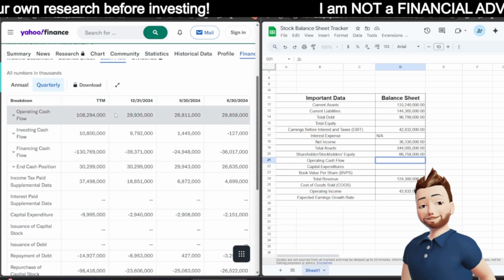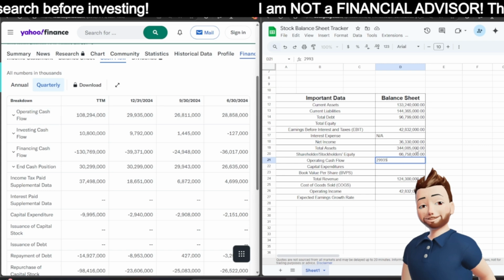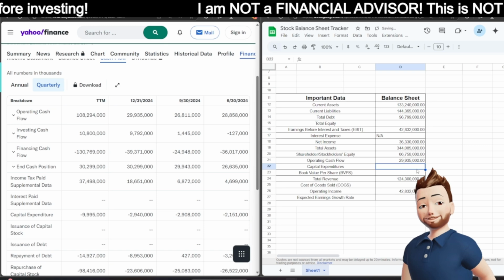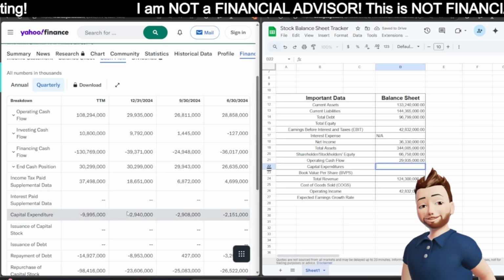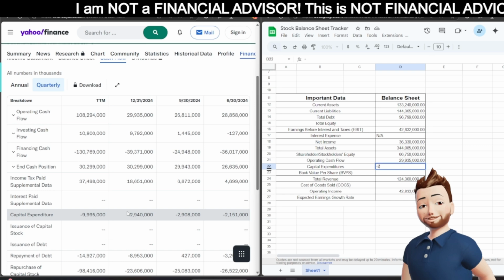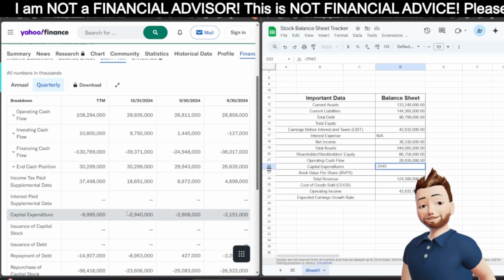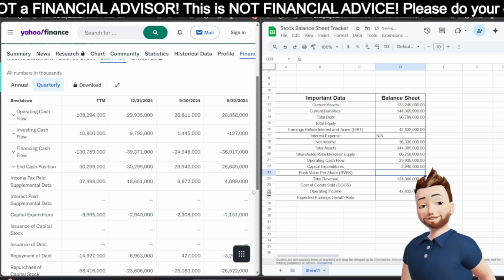Operating cash flow we've got up here, 29,935,000. Capital expenditures. We're looking at negative, and you can put the negative with it. Do not feel like you can't. 940,000. That goes in there.